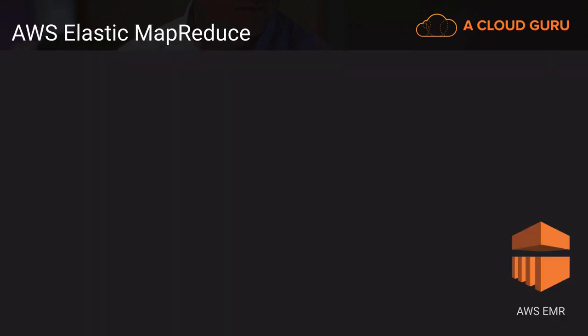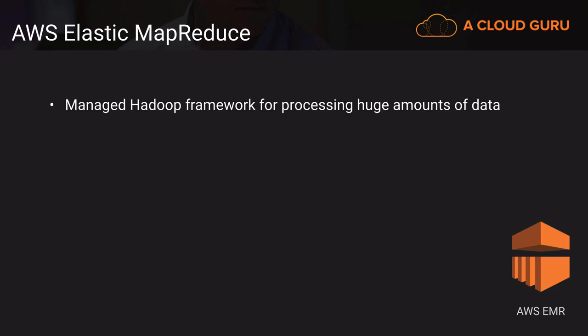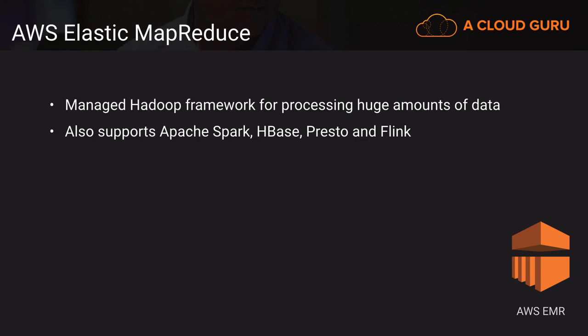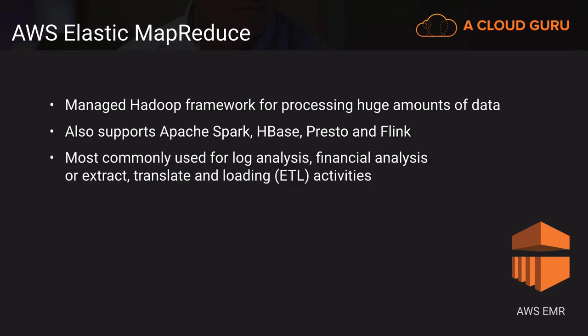So as I said, Elastic MapReduce is really just a managed Hadoop framework for processing lots of data. Now it also supports Apache Spark, HBase, Presto, Flink. These are other open source projects that have various features and benefits. It's most commonly used for log analysis, financial analysis, or anywhere where you have a massive amount of data that you need to process. And especially in situations where you're extracting, transforming, and loading the data into another platform.